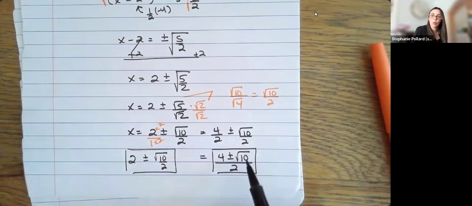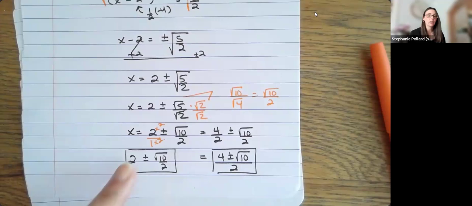So a lot of people like it as one kind of larger fraction. You would need to have common denominators to add it there. But again, this is not necessarily incorrect. It's just a different way to write that final version. And keep in mind that you have 2 answers, right? One is the positive version and one is the negative version.